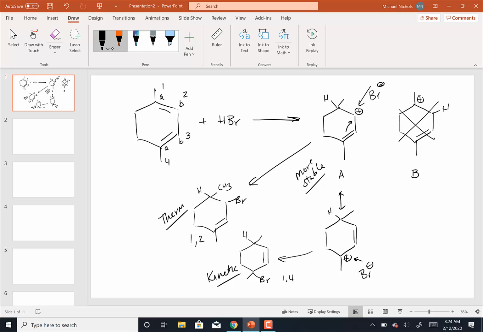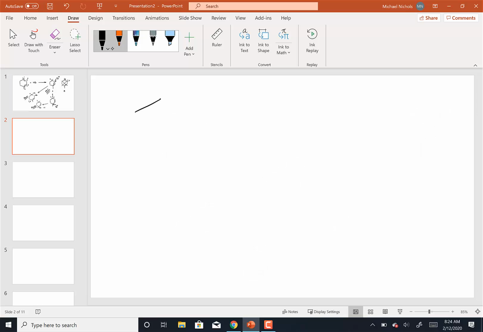So that's why we have to remember what the conditions are. But here's one thing to not necessarily put in your head. In this case, the thermodynamic product was the 1,2 product. Is that always the case? No, it's going to depend on a case-by-case basis. So let me change this molecule.